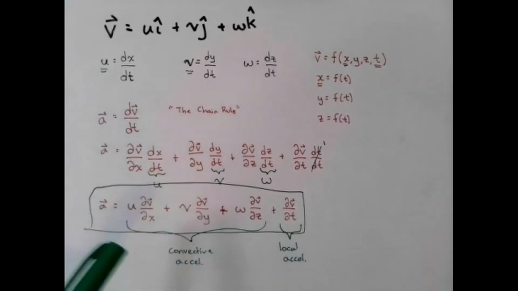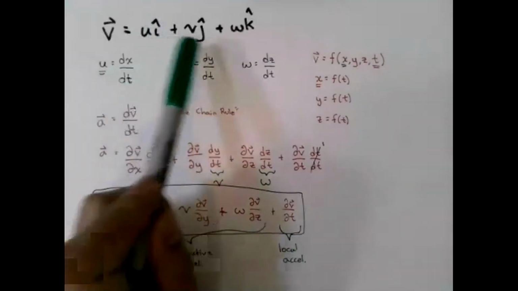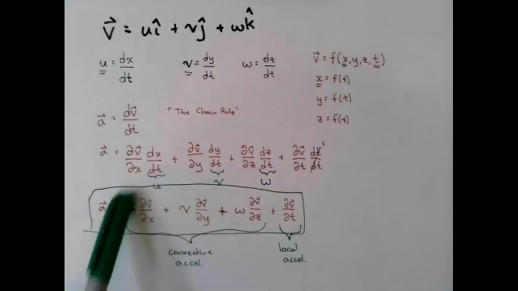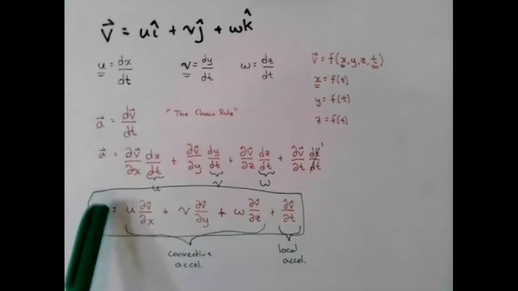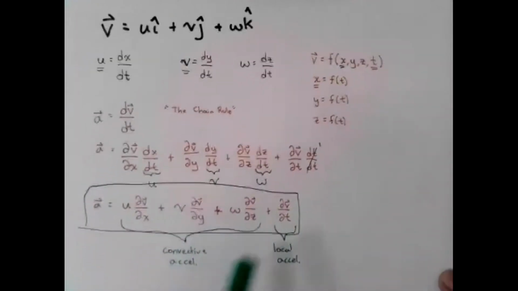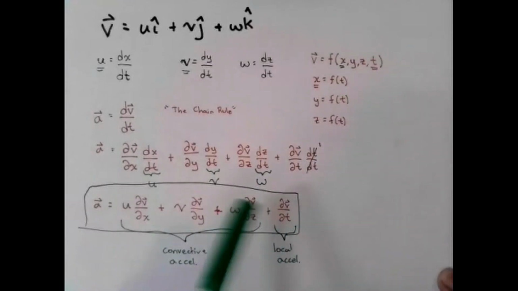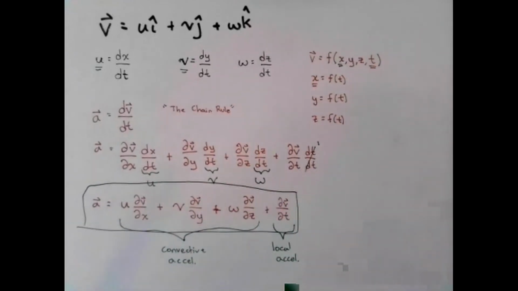But if you were to write this acceleration in terms of i, j, and k vectors, you would have all of this in terms of x times i. Then all of this times j. Then all of this times k. So it's a very, very long equation, okay?